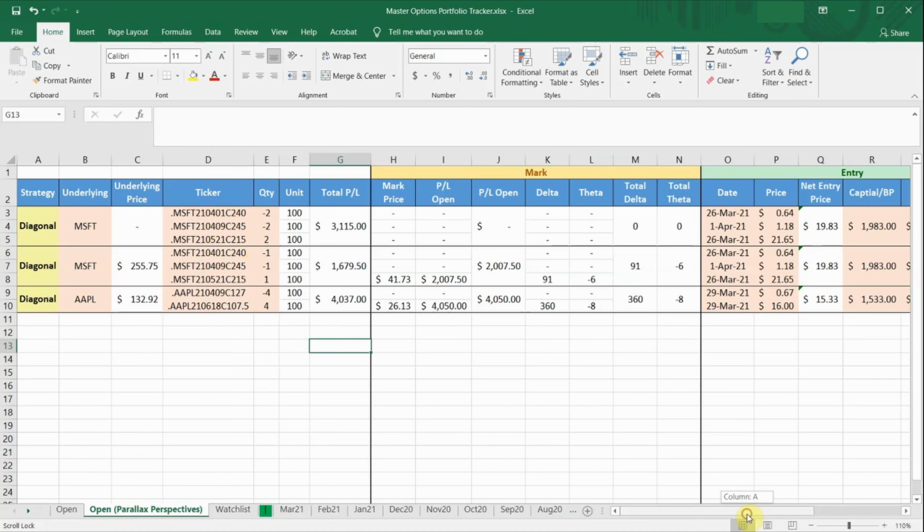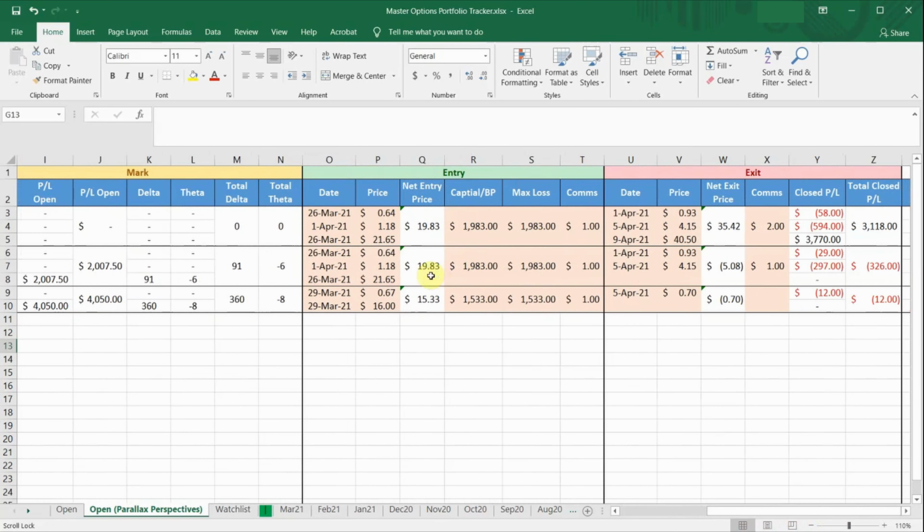So if you look at the entry and exit prices, on the 1st of April, I actually wrote the short call for a credit of $1.18. And on Monday, which is the 5th of April, that was when the price of Microsoft shot past the $245 strike call, and I decided to close that short call for a debit of $4.15. So if you look at the position for the short call, I actually lost about $900 in total for the short call contract. But overall, the strategy still made a lot of money because the long call was deep in the money.